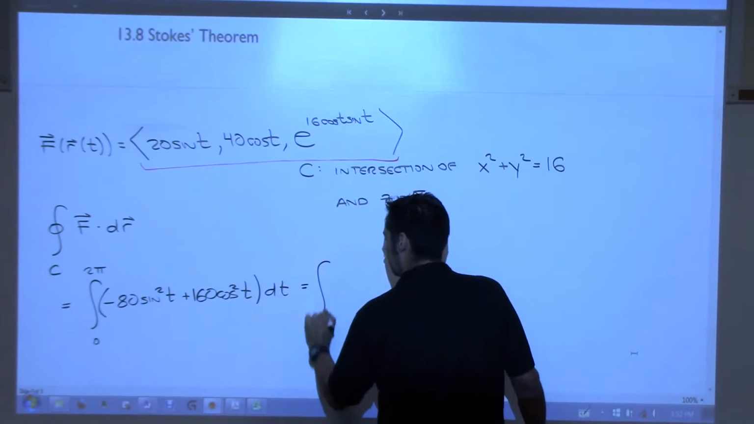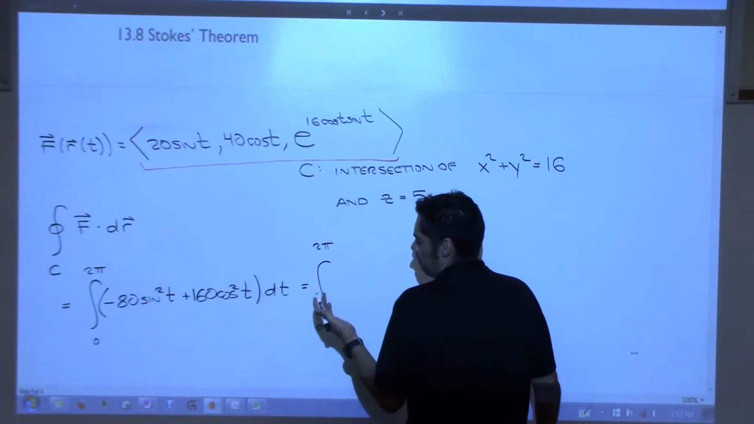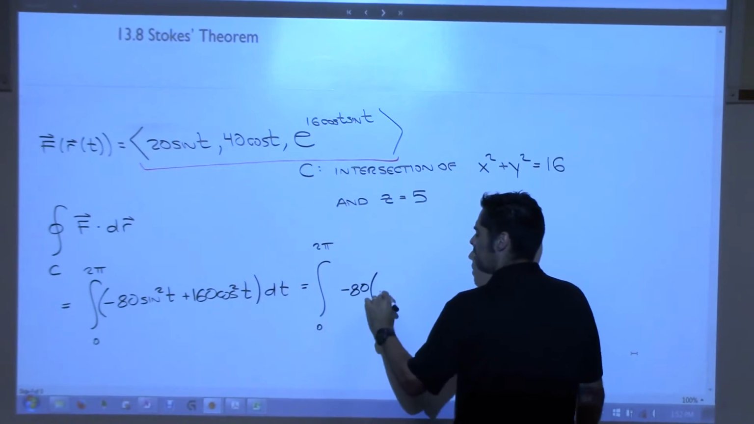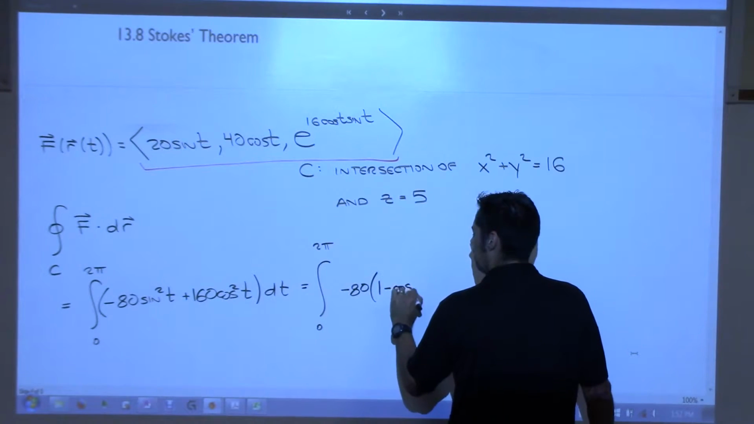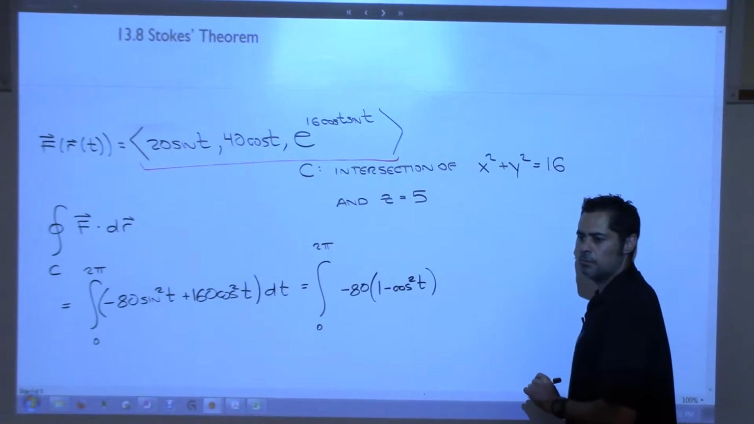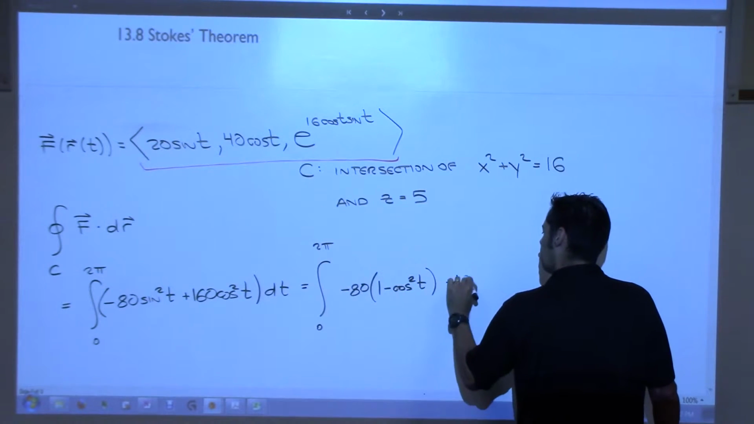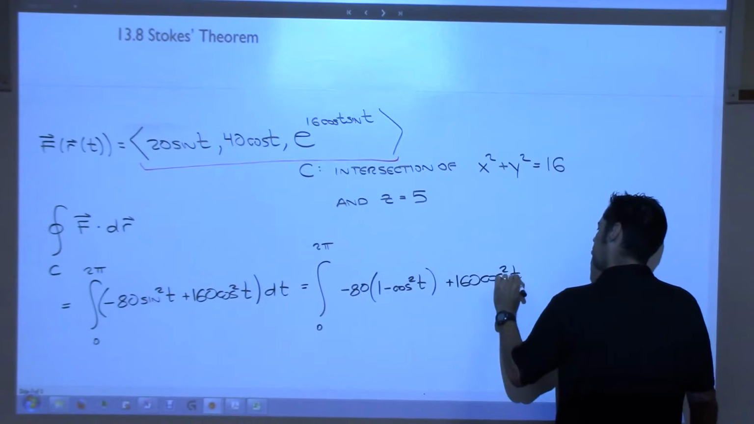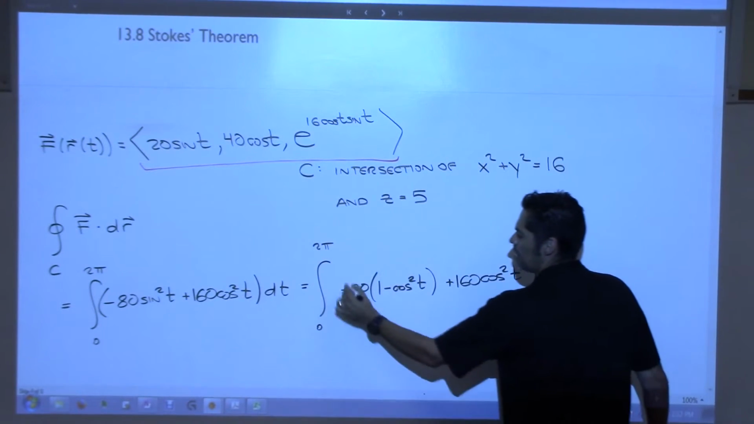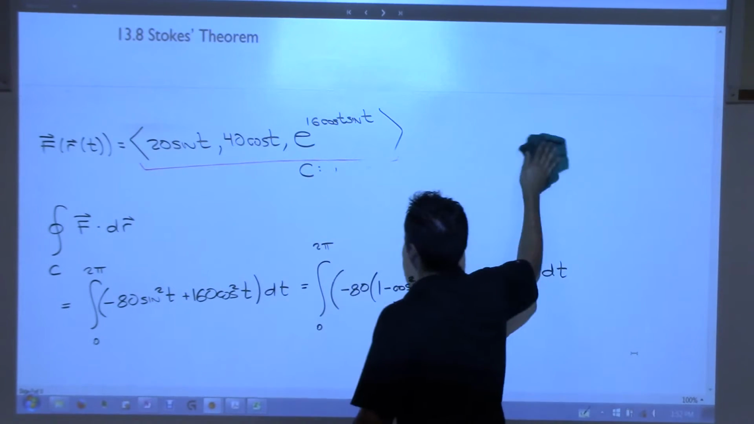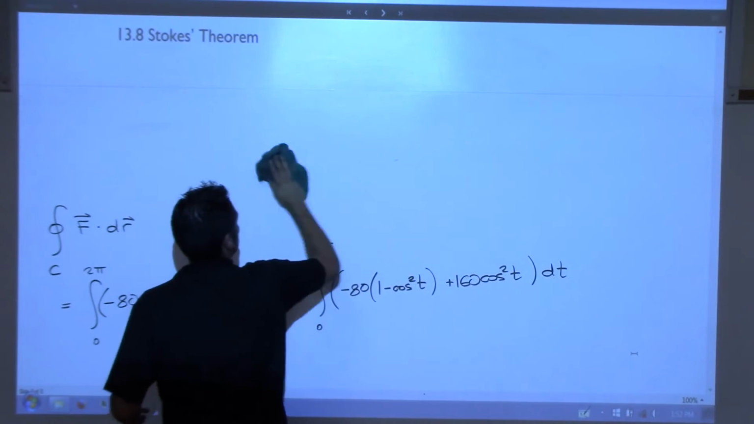Well, I'll just choose this is what I'm going to do, okay? I'm going to say negative 80 sine squared t is the same as 1 minus cosine squared t. Do you agree with that? And then plus 160 cosine squared t dt. I'm just trying to get it all in terms of cosine squared. I don't know why, I just felt like doing this. And now pass your negative 80 through. And what would you get next?